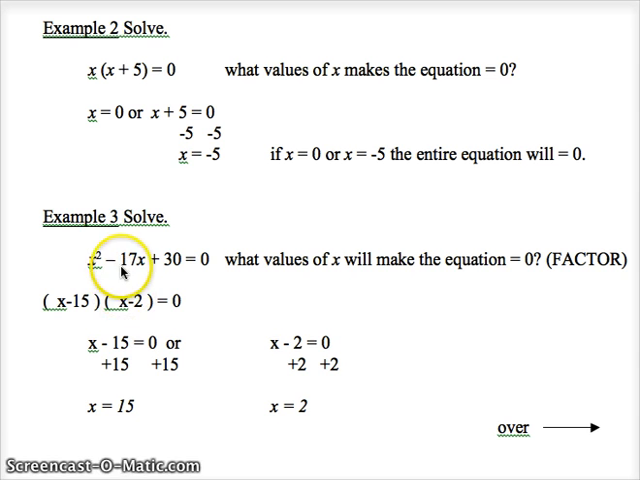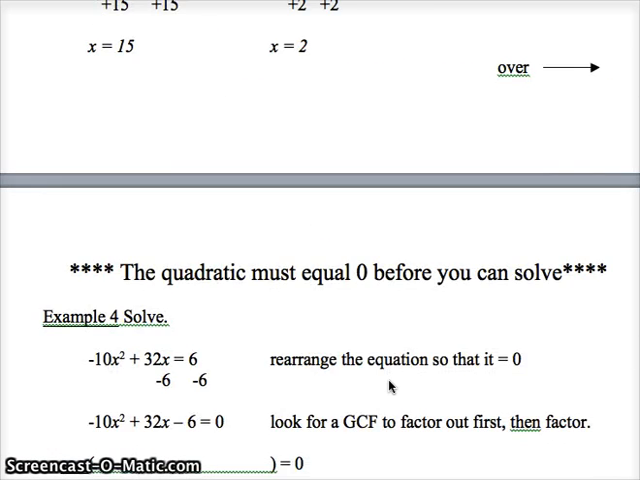So remember, when you were factoring, you were asking what multiplies to a positive 30 and adds to negative 17. Your options would be negative 15 and negative 2. So one bracket is x minus 15, the other bracket is x minus 2. Solving each bracket, we can find our two possible x values, or our roots, and that would give us a positive 15 or a positive 2.